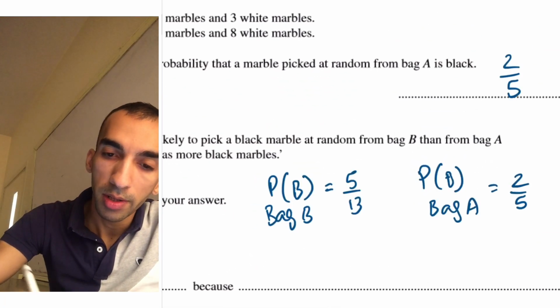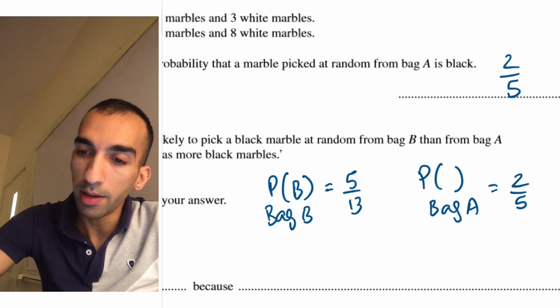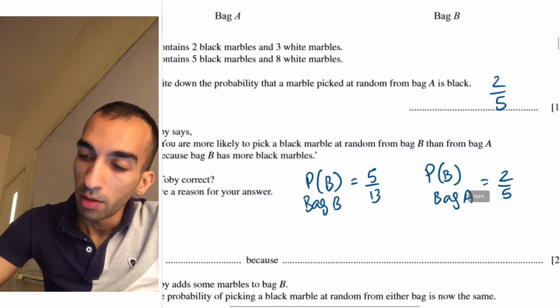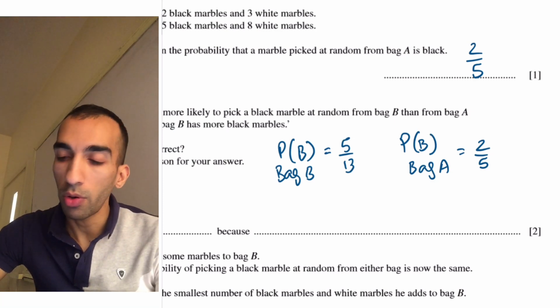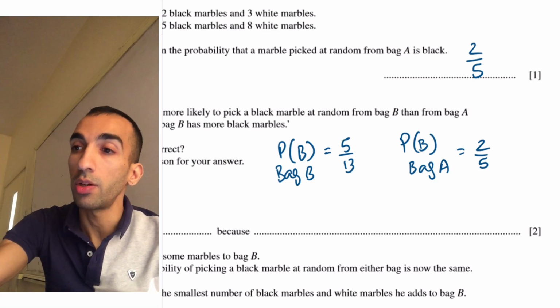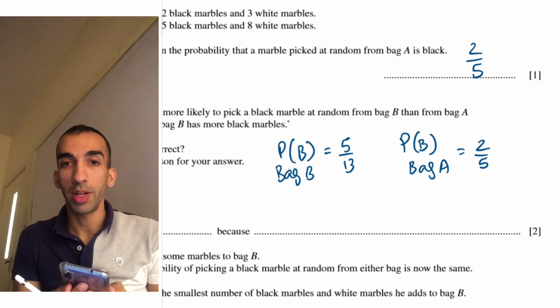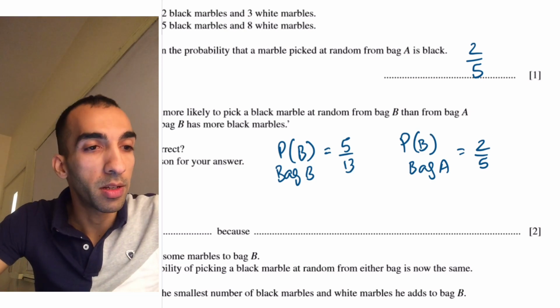Now you cannot compare them easily unless you have the denominators which happen to be the same, or you convert them into decimals. They're already fractions. So let's try to convert that into decimals.